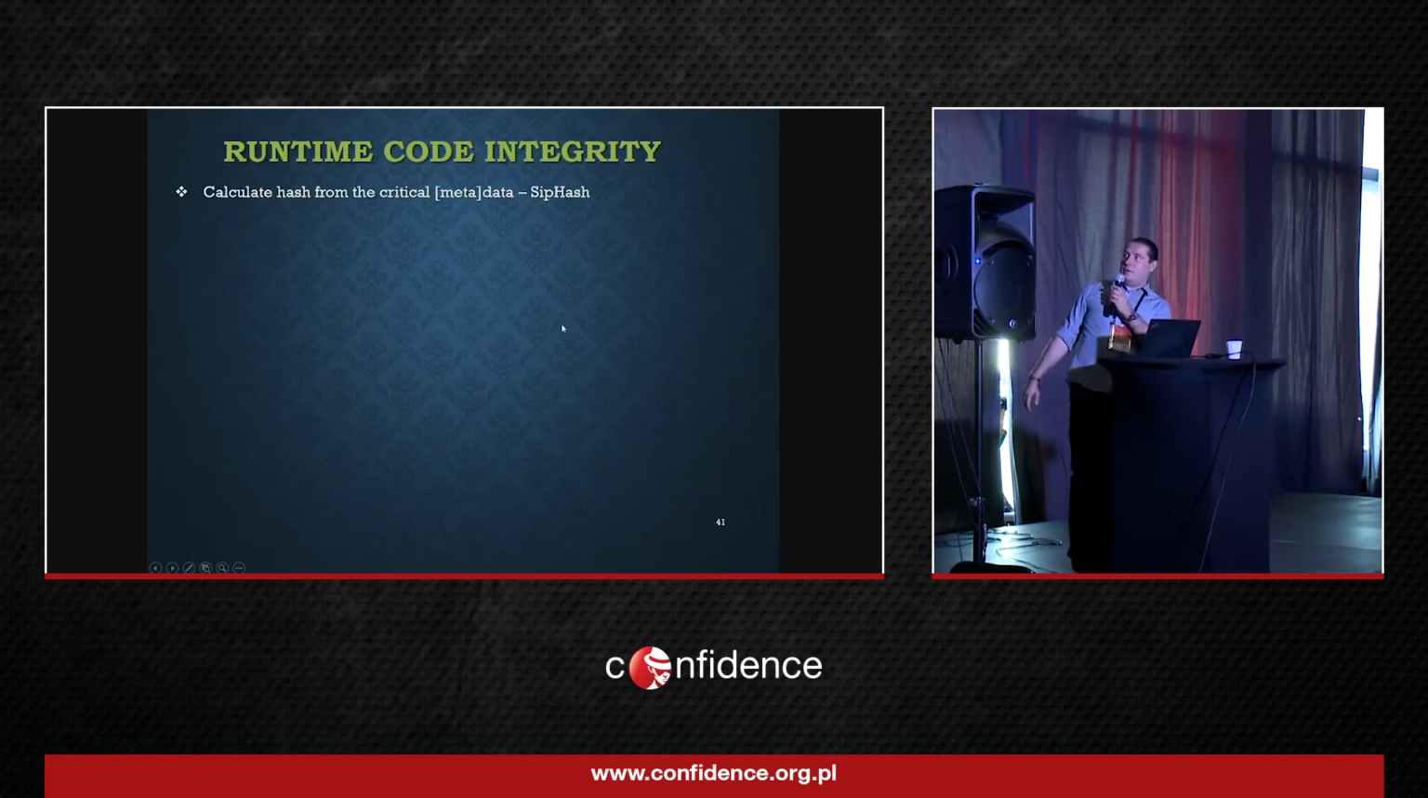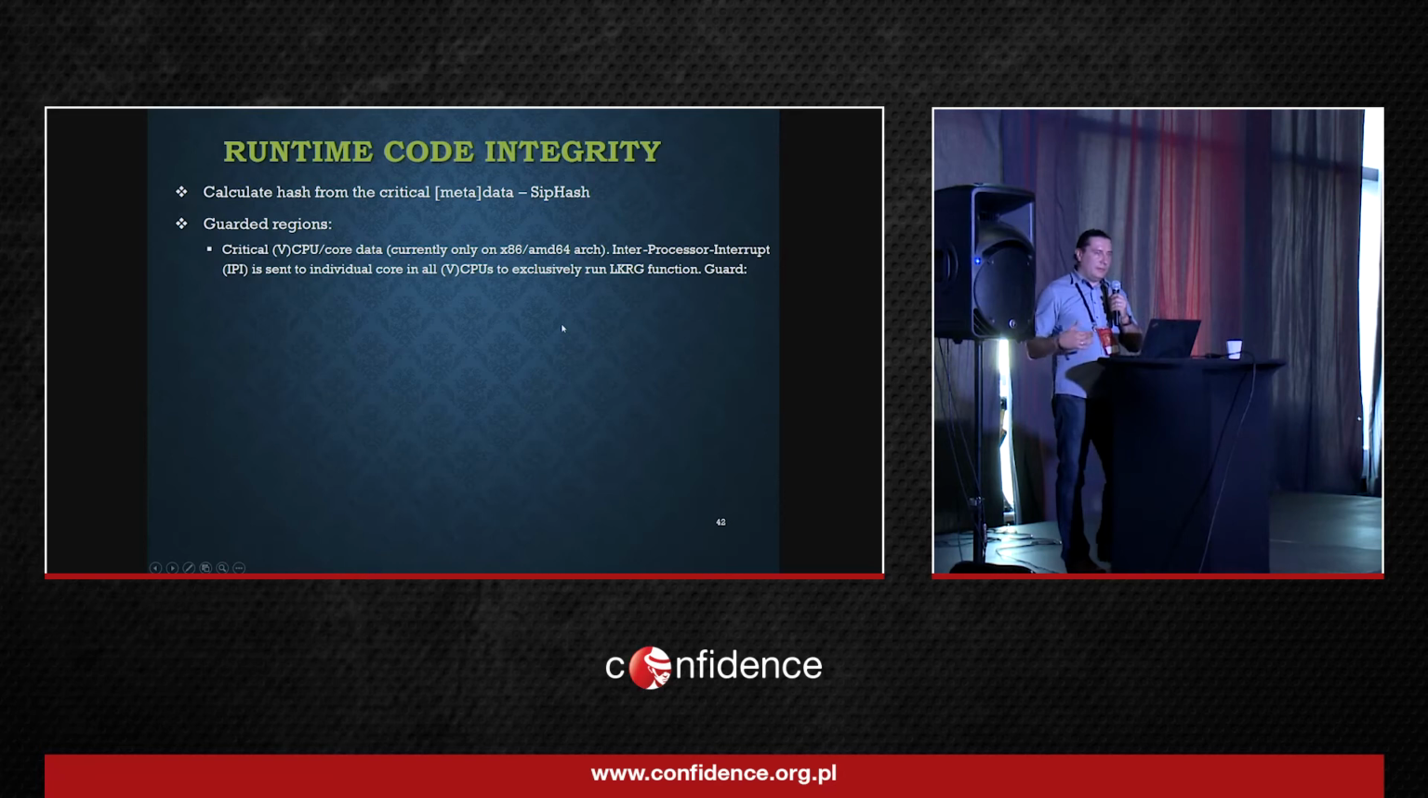Let's speak a bit about the runtime code integrity feature, which is another subcomponent of the project. In theory, it's a very easy project because it's just trying to calculate a hash from the critical metadata or data of the system, and also gathers the critical CPU metadata, and the hash algorithm which is used is a SipHash. But it's not as easy as it sounds, and apparently there are multiple other subcomponents of the system which are not related to the kernel, which are critical, which need to be monitored.